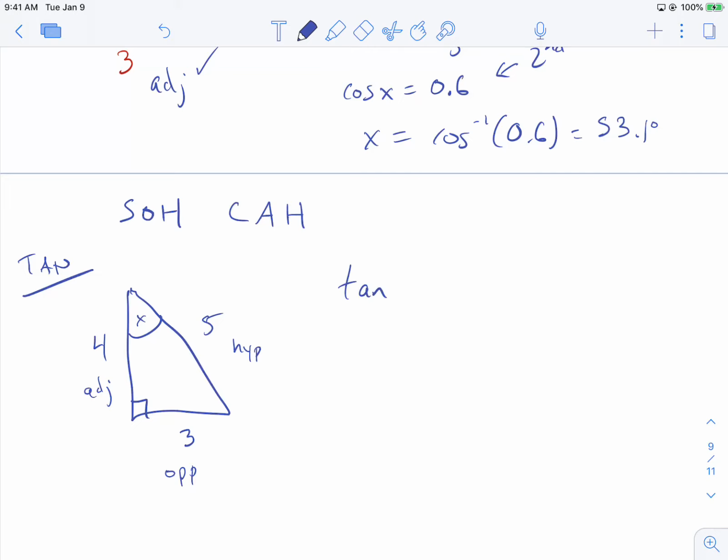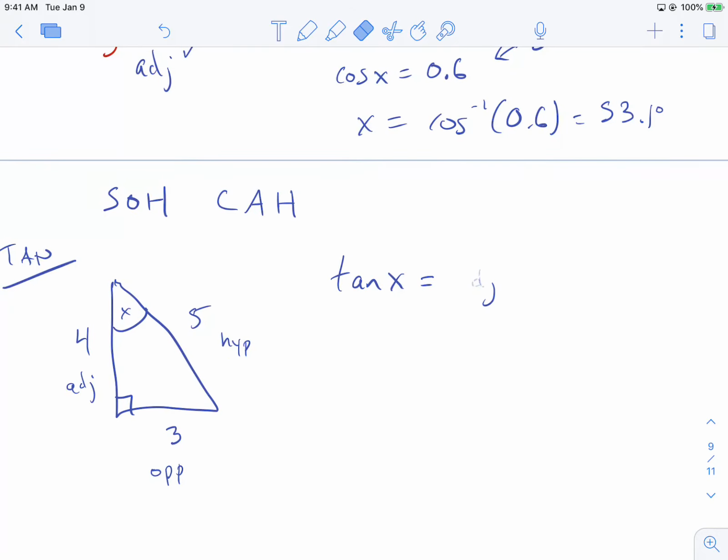Tan, the formula for tan is tan x equals opposite over adjacent. So all these things they're the exact same thing, just 3 different formulas. Okay? So tan of our angle, which we do not know, equals opposite, which is 3, divided by adjacent, which is 4. So these things can always be used in our right angles. Okay? So we have tan x equals 3 divided by 4, which is 0.75.